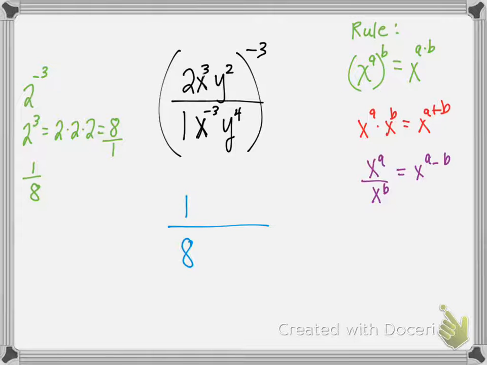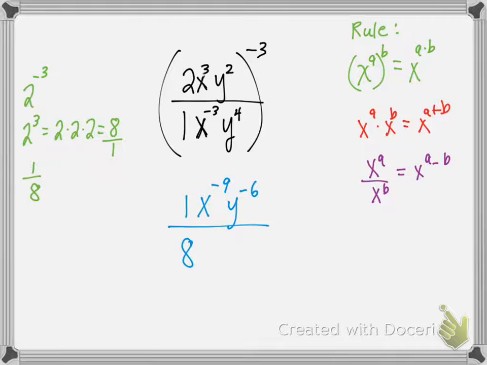So to start recording my answer, I know I have 1 over 8. So again, I need to distribute this to all of the parts inside the parentheses. So now I'm on to x to the third to the negative third. And again, I'm applying the rule that says if you have an exponent raised to an exponent, you multiply the exponents. So this would be x to the 3 times negative 3 is negative 9. Now I'm taking y squared and raising it to the negative third. Multiply my exponents. 2 times negative 3 is negative 6.